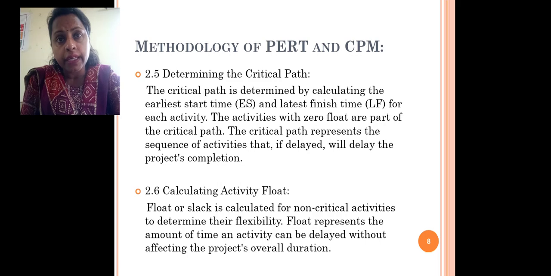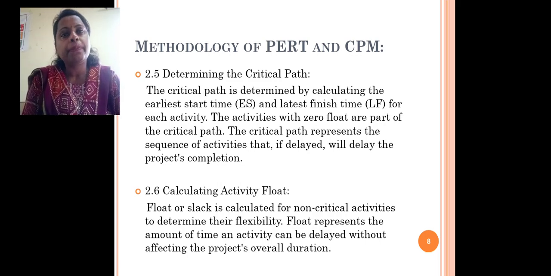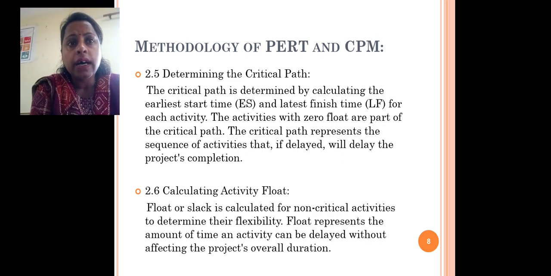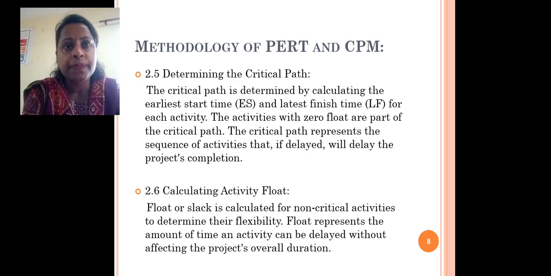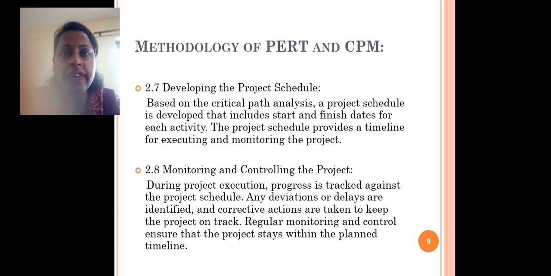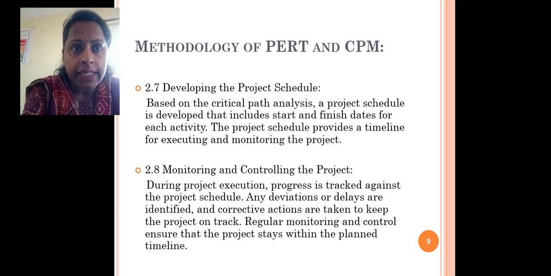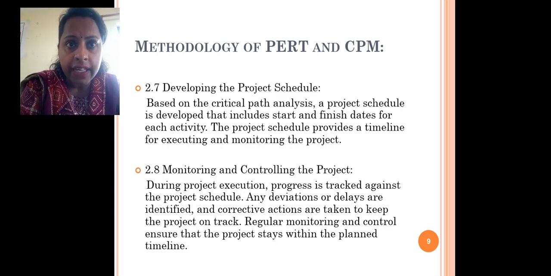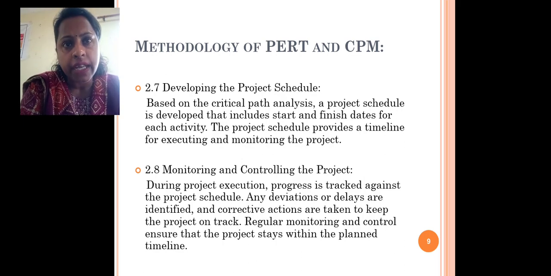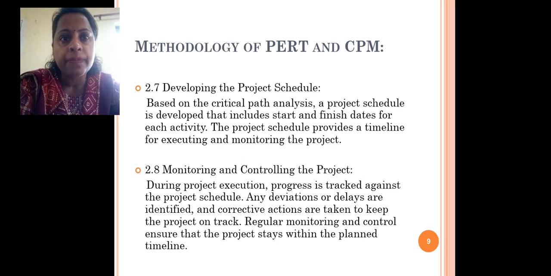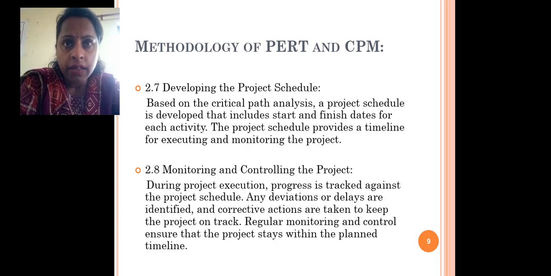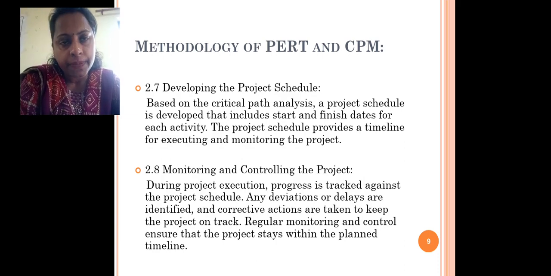Now the fifth point is determining the critical path. So the critical path is determined by calculating the earliest start time and latest finish time for the activities. The critical path represents the sequence of activities that include start time and finish time, dates for each activity. The project schedule provides a timeline for executing and monitoring the project.